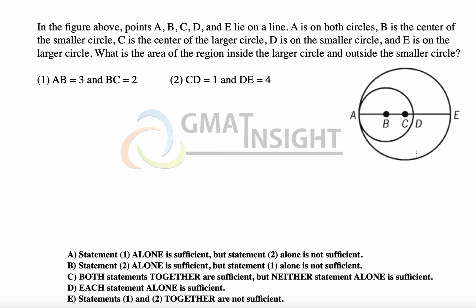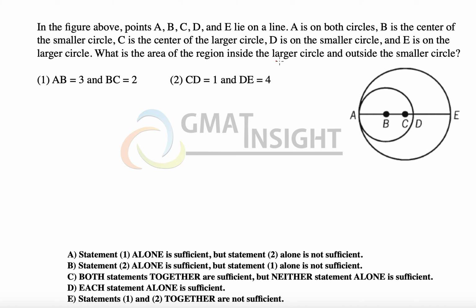In the figure here, points A, B, C, D lie on the line. We can see the points A, B, C, D, where AE is the diameter of the bigger circle, AB is the radius of the smaller circle, and so on. A is on both the circles, B is the center of the smaller circle, C is the center of the larger circle, D is on the smaller circle, and E is on the larger circle.